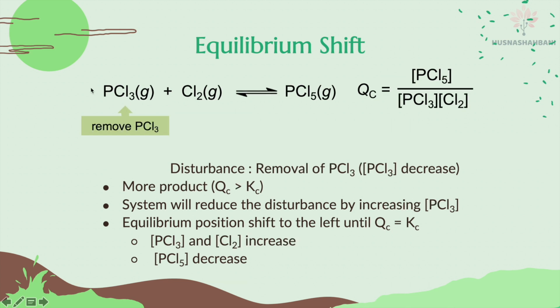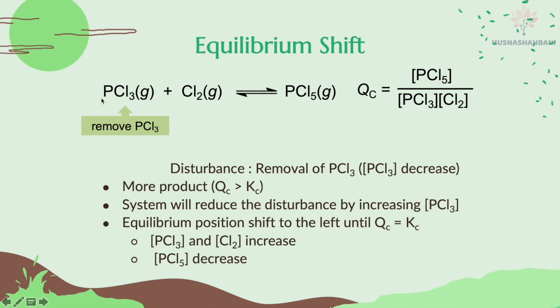When you remove the PCl3, the concentration of PCl3 decreases. PCl3 is a reactant. When you remove the PCl3, you have more product than reactant. The value of Qc is more than Kc. When you have less reactant and more product, the system will reduce the disturbance by increasing the PCl3 because you removed some initially, so the system will balance again by increasing the concentration of PCl3 again.